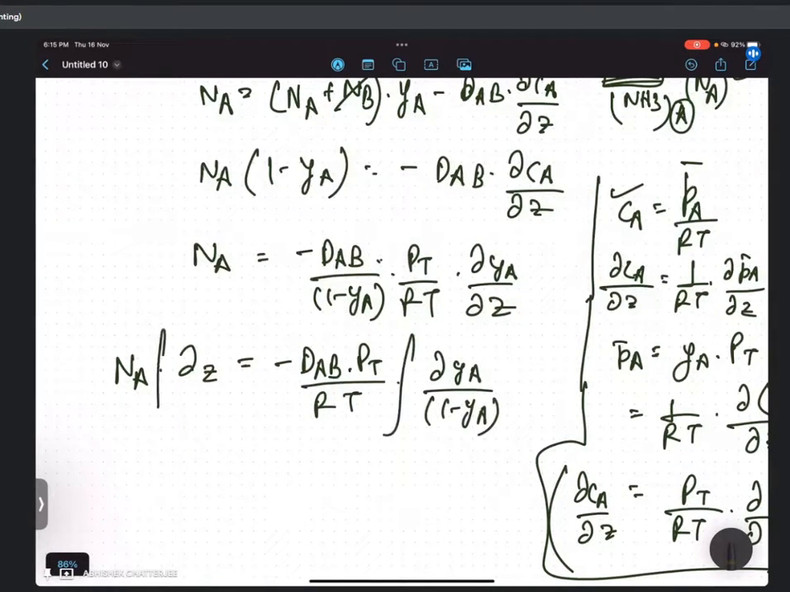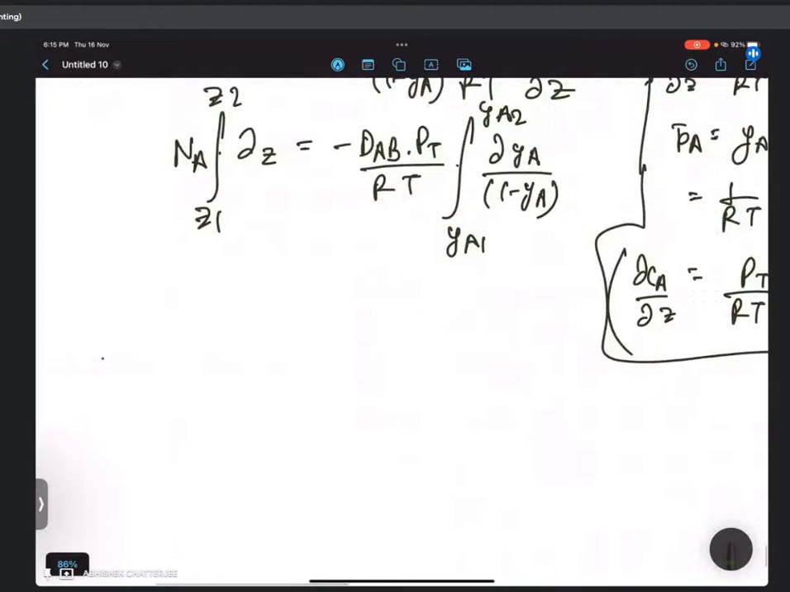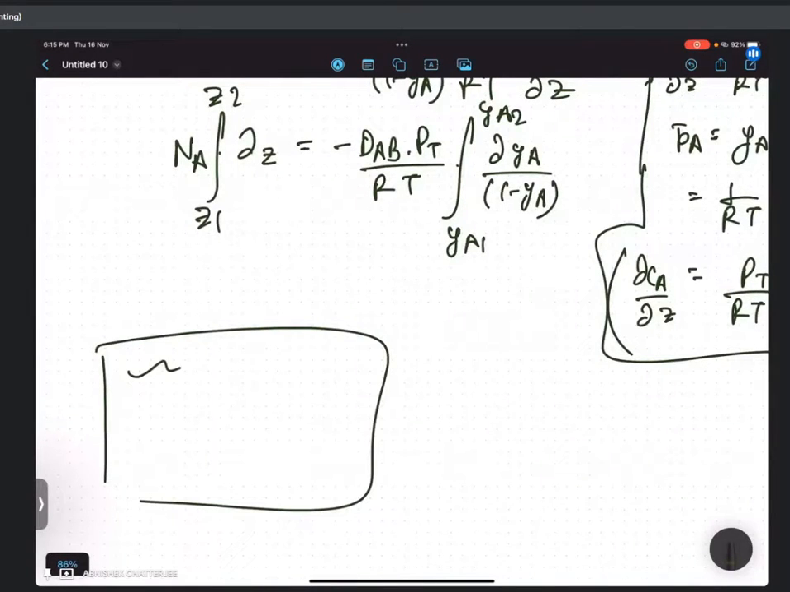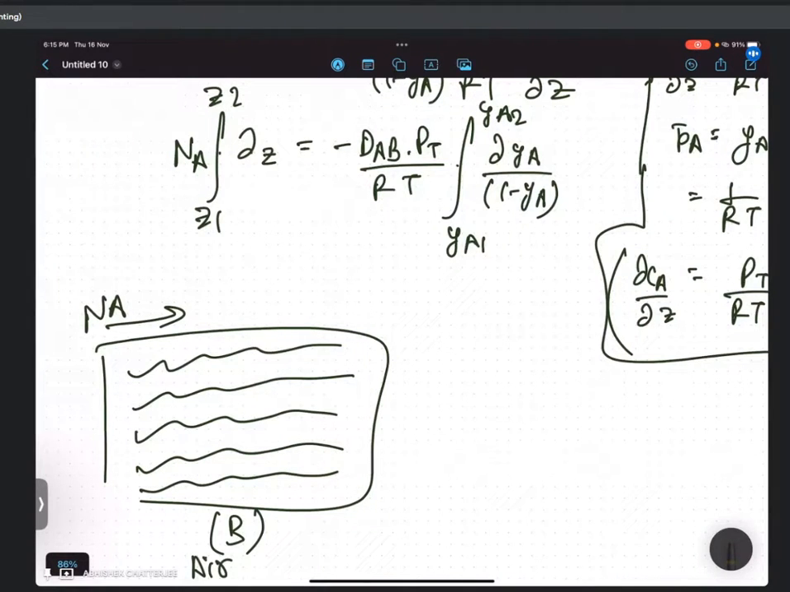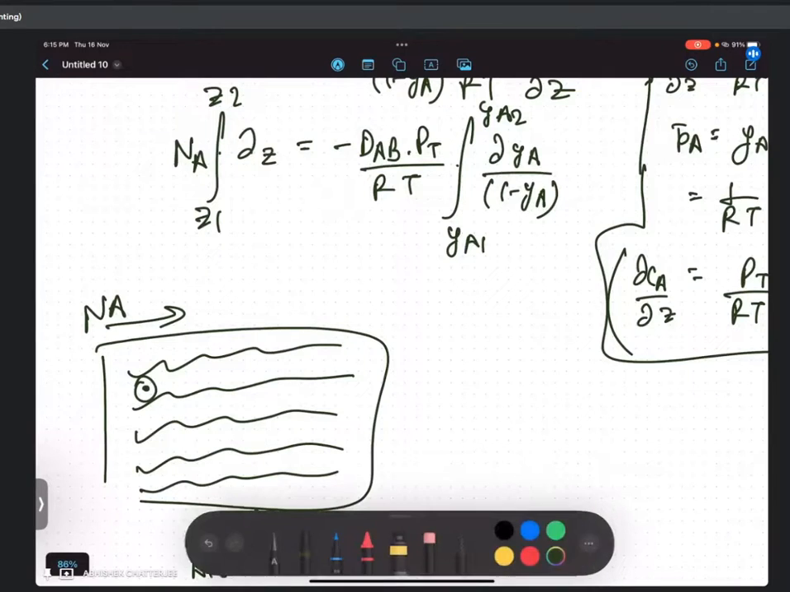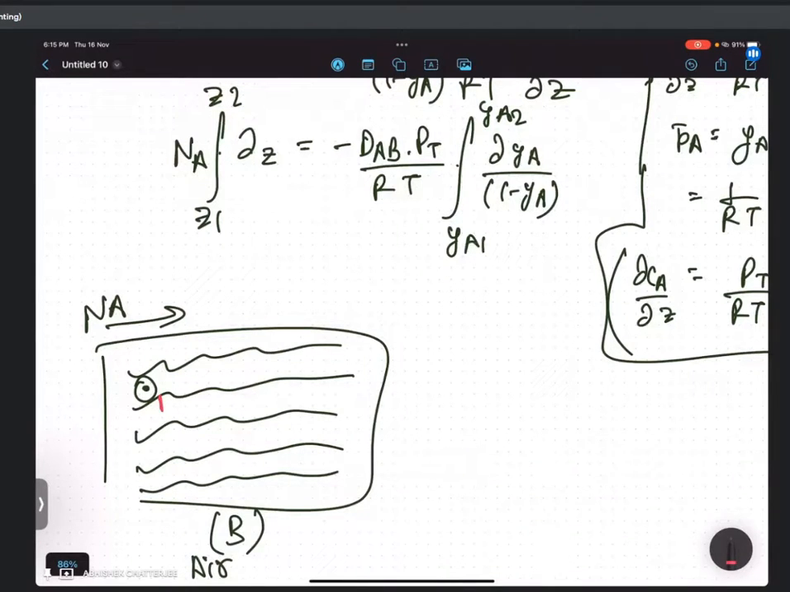Now you integrate it from point Z1 to Z2, and here from Ya1 to Ya2. Like what we are considering, please understand. Suppose this system we consider, and suppose here we say that from here the ammonia vapor is getting diffused to this side. From here our Na is getting diffused into our B. Here entirely B is present, that is, air is present. Suppose we consider this as our point 1, and this is our point 2. The distance from the starting point to here is Z1, and the distance from the starting point to here is our Z2. Clear? Like this.